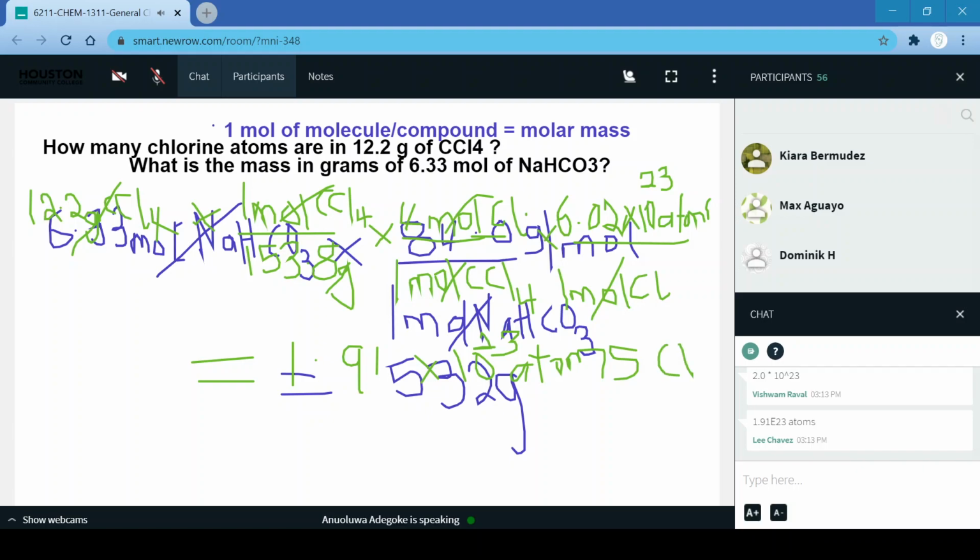So this is how we go from grams to atoms. We first get grams to mole. Then we know that we are looking for the atoms of chlorine inside CCl4. So we say 1 mole of CCl4 contains 4 moles of chlorine. So once we get that, we now say 1 mole of chlorine contains 6.02 times 10 to the 23 atoms of chlorine. So do we have any questions?